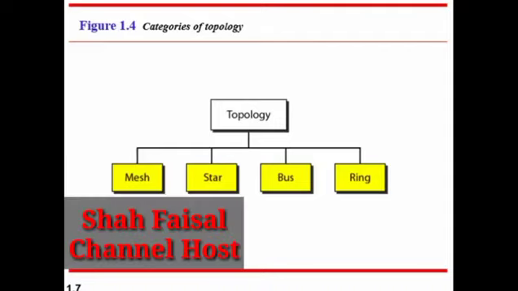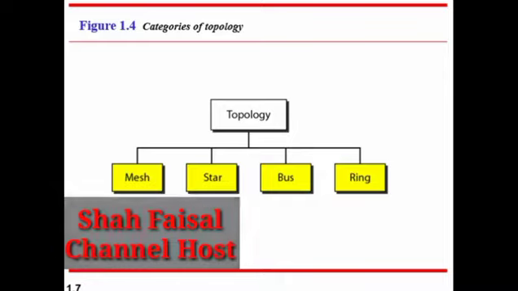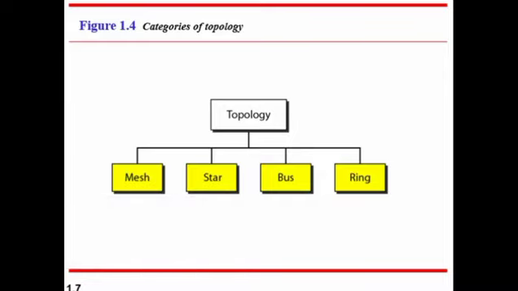Hello students, the topic is what is a topology and what are the different categories of topology. Basically, a topology is an arrangement in which the computer devices or the nodes are interconnected with each other. There are various categories of topology.